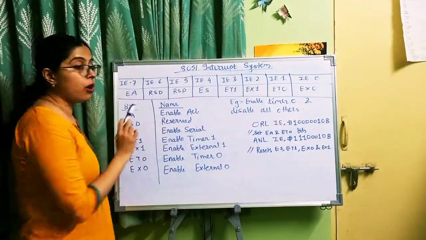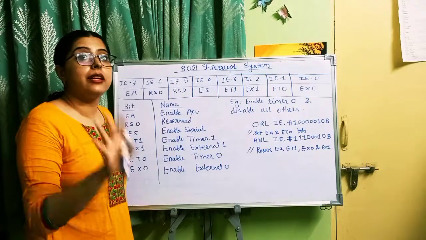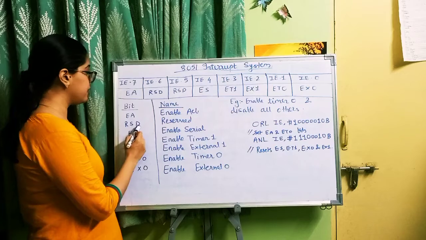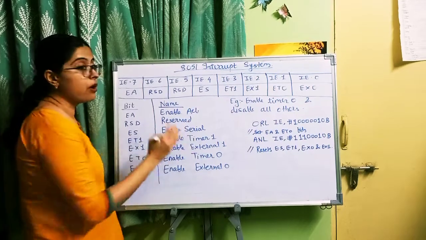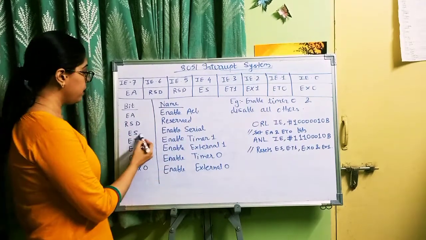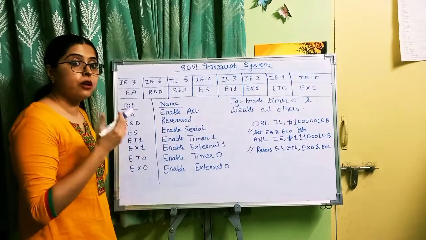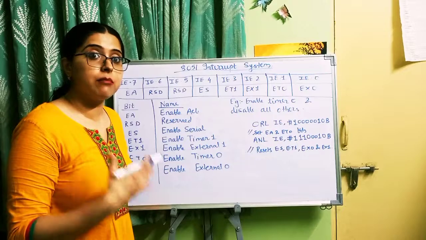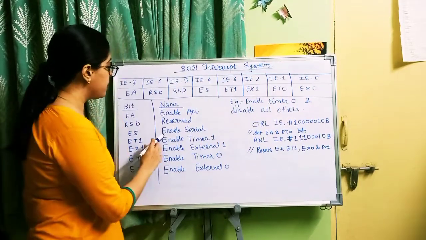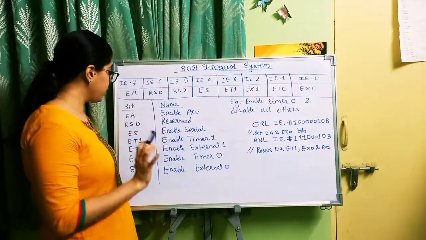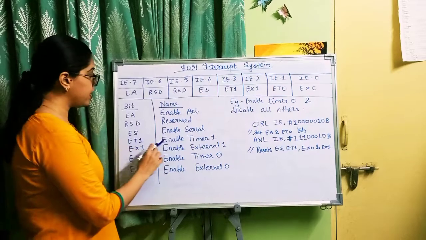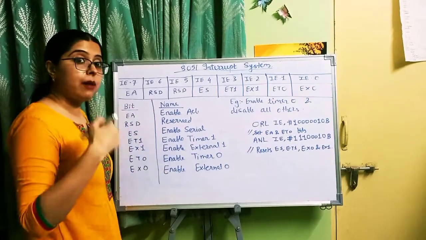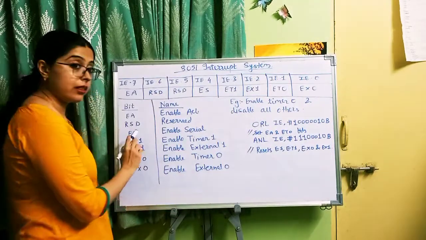EA enables all the interrupts or disables all the interrupts. Then RSD is reserved for future use. ES enables the serial interrupt. As I already told you, serial communication between the external device and the microcontroller is enabled if this serial interrupt is enabled. Then ET1 enables timer 1. There are 2 timers, timer 0 and timer 1. To enable timer 1 we have ET1.